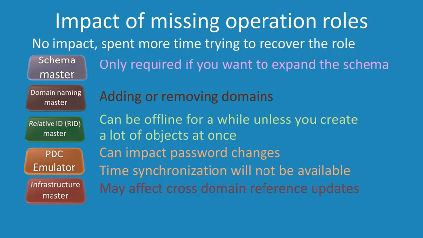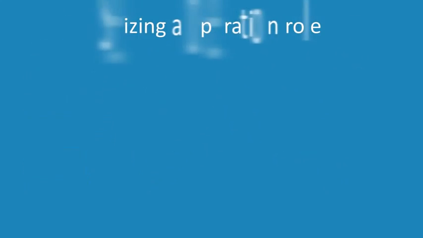In a single domain environment, this operation master role will not be missed during an extended outage. In a multi-domain environment, a missing infrastructure master can have an effect on group membership changes across domains. Once you understand the impact the missing operational master role will have on your organization, you can decide how much time you should wait before seizing the role.